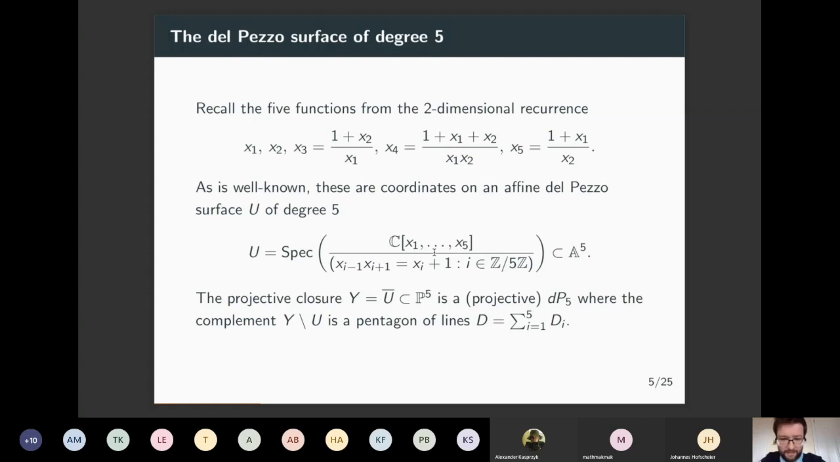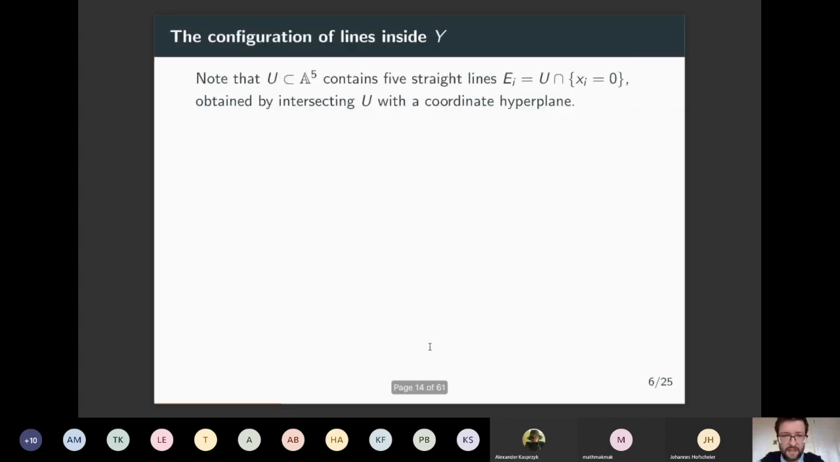And the bit that I added in when I took the projective closure, the complement of U inside Y, is a pentagon of lines, actually an anti-canonical pentagon of lines. So this surface Y is actually embedded anti-canonically in this projective space, and the hyperplane section at infinity is a pentagon of -1 curves. So if you know your del Pezzo surfaces, you'll know that a del Pezzo surface contains 10 -1 curves, or 10 lines. And so 5 of the lines have to live inside the surface U, at least all but one point of those lines lives in the surface U. And indeed, these turn out to just be the 5 straight lines which are given by intersecting U with a coordinate hyperplane.